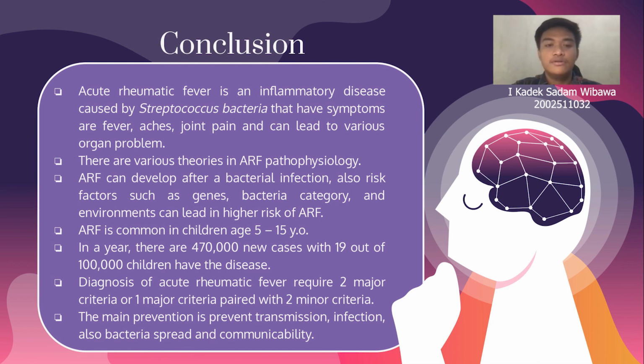Acute rheumatic fever is common in children aged 5 until 15 years old. In a year, there are 470,000 new cases with 19 out of 100 children having the disease. Diagnosis of acute rheumatic fever requires two major criteria or one major criterion paired with two minor criteria. The main prevention is to prevent transmission, infection, also bacterial spread, and communicability. That's all from me. Thank you.